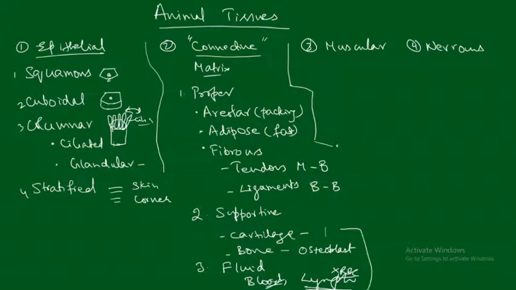Then we are looking at the muscular tissue. We know very well that muscles contract and relax, and that is how they cause movement. There are three types of muscles. One is the striated, another is the unstriated, and the other is a special kind we see in the heart, the cardiac.